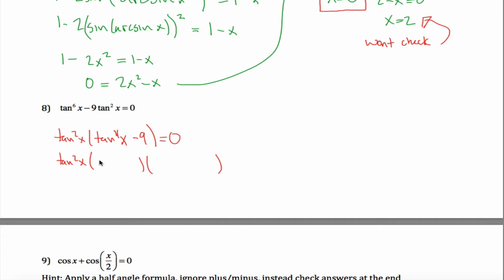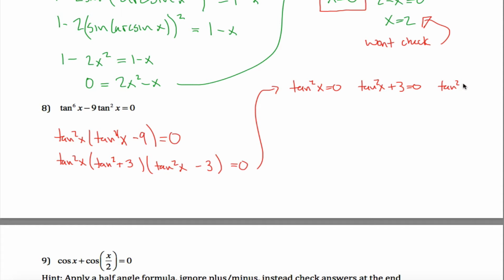This one's kind of hard to factor, but it turns out that that's a difference of squares. The tangent to the 4th of x is a perfect square, and 9 is a perfect square, and I'm taking the difference of them, so it factors as conjugate pairs. Takes me here. Now I got something times something equals 0. That can only happen if one of those things equals 0, either tangent squared x equals 0, or tangent squared x plus 3 equals 0, or tangent squared x minus 3 equals 0.